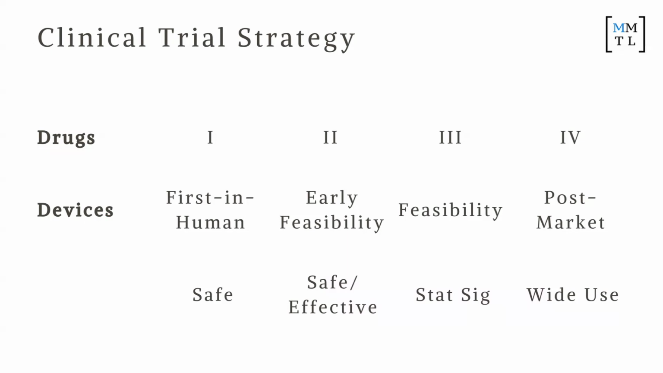And what you're trying to prove in each one: for the first, that your device is actually safe. The second is that it's safe and effective. Third is that there's statistical significance for safety and effectiveness. And the fourth is that it's okay for widespread use, okay?